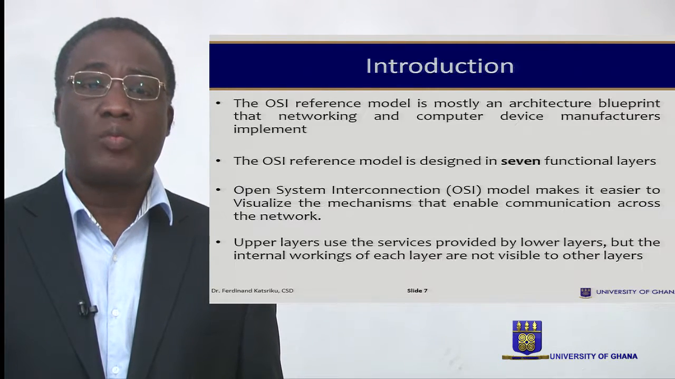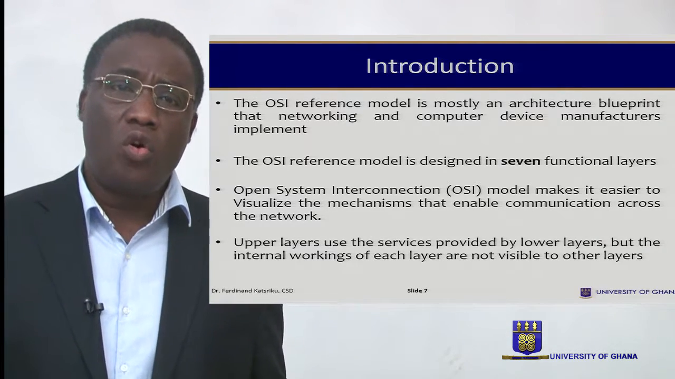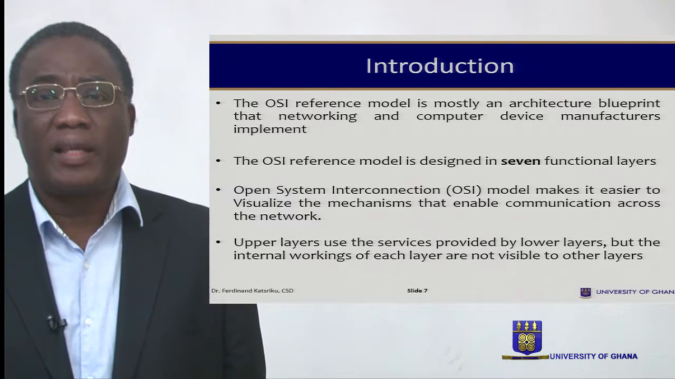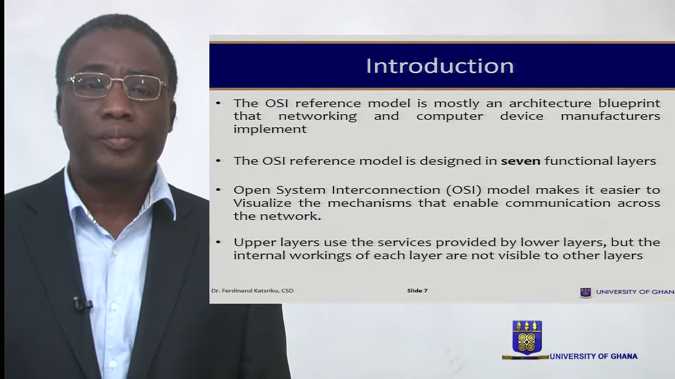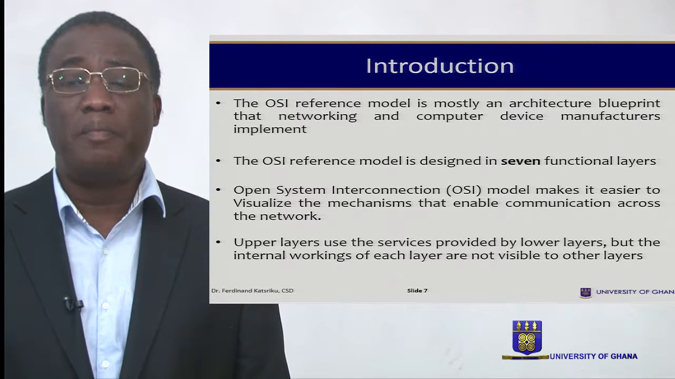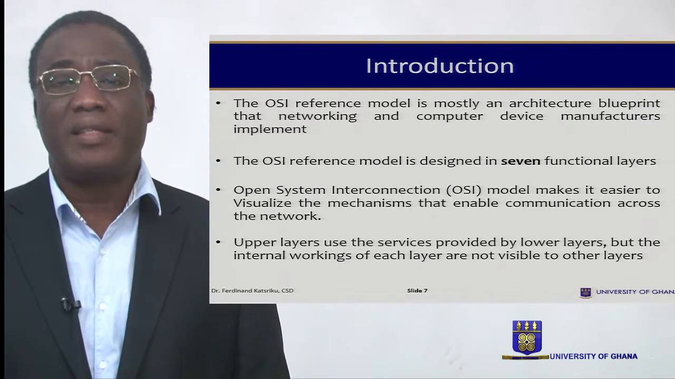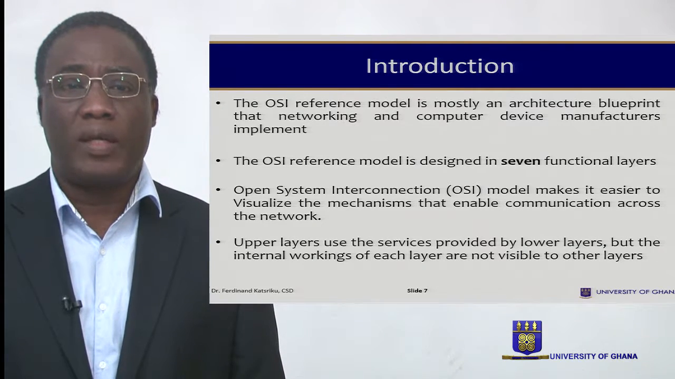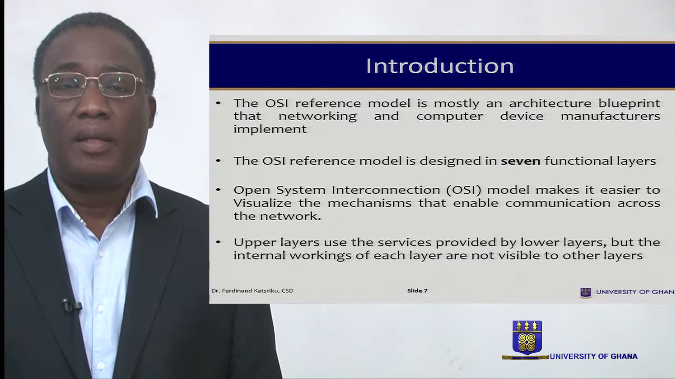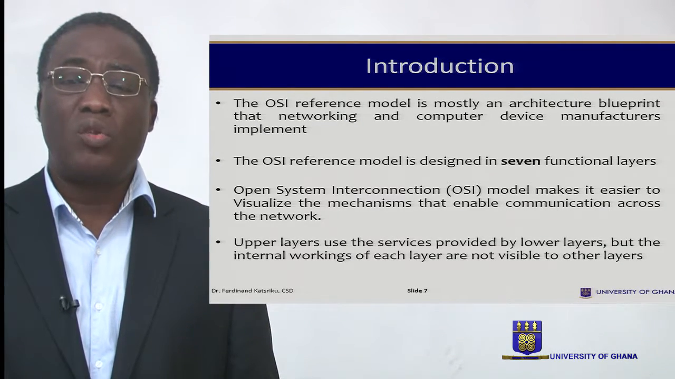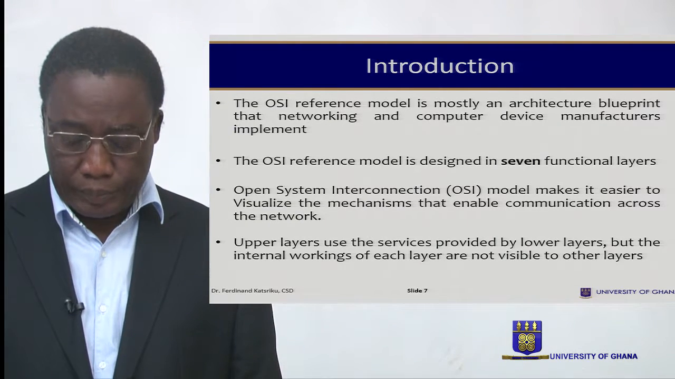The OSI reference model. The OSI reference model is mostly an architecture blueprint that networking and computer device manufacturers should implement. The model is designed in 7 functional layers, and we have seen that earlier on. The open system interconnection model makes it easy to visualize the mechanisms that enable communication across networks. Upper layers use the services provided by the lower layers, but the internal workings of each layer are not visible to the other layers.